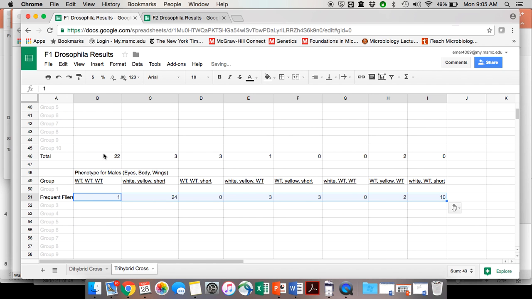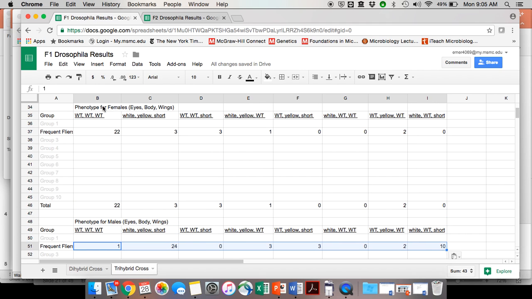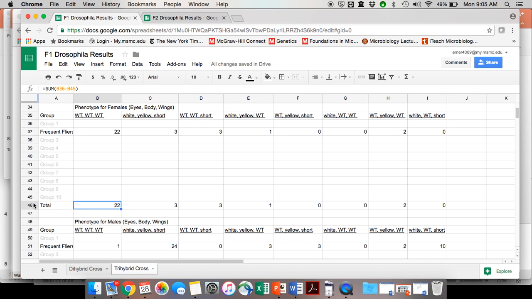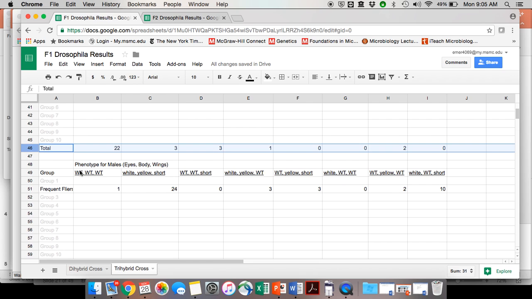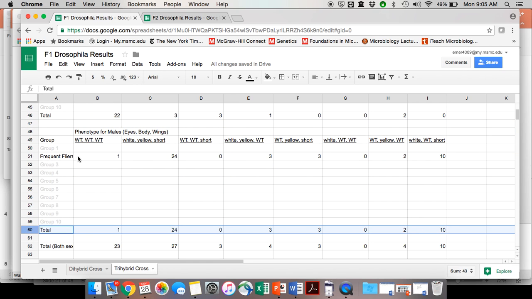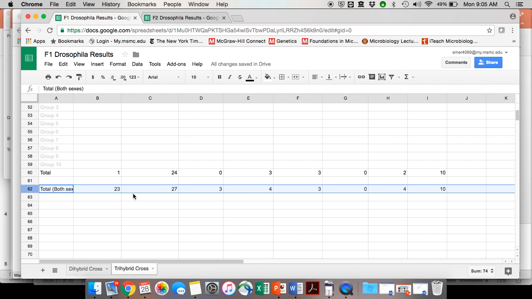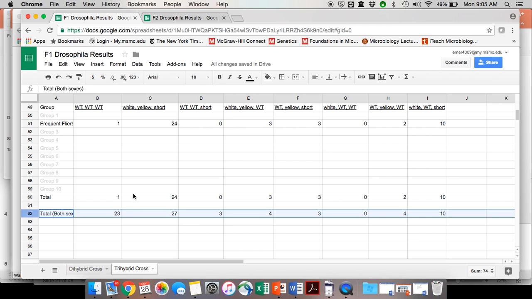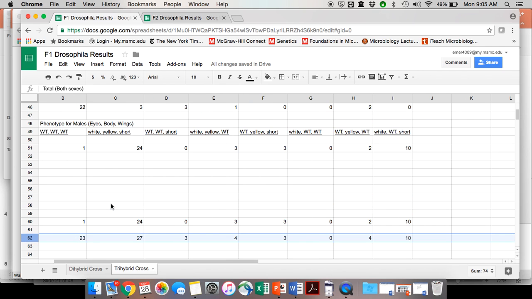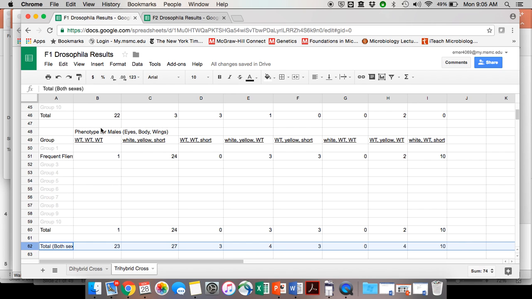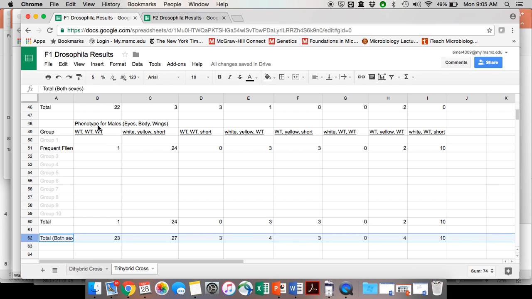So you can see it's adding the total number of each class for the females for this reciprocal cross here in row 46. It's adding the total number for each class for males for this reciprocal cross in row 60. And it is adding the total number of each class for this reciprocal cross for males and females independent of sex.